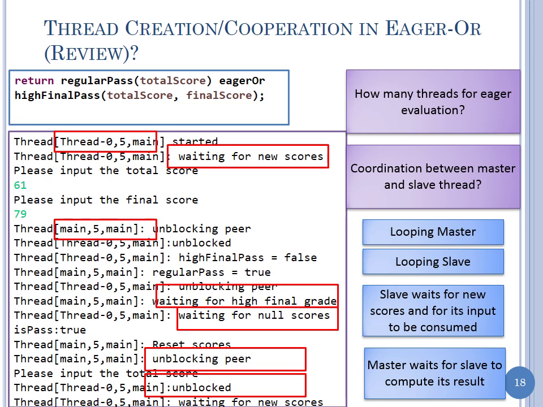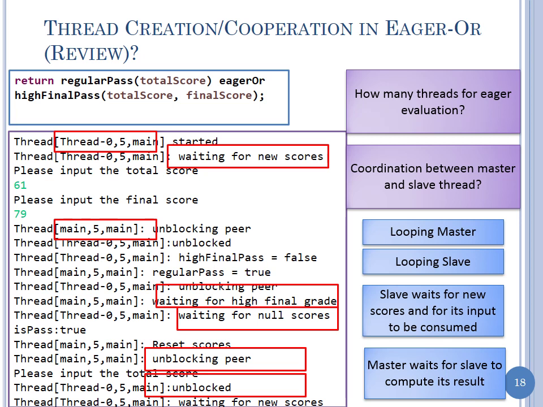And we want an eager OR operation to do so. This eager OR is not a keyword in Java, but I'm just putting that as a keyword. We'd like the regular pass and high final pass to be done in parallel rather than sequentially. And we want to do this repeatedly, right? For every pair of scores that the user inputs, we want it done.